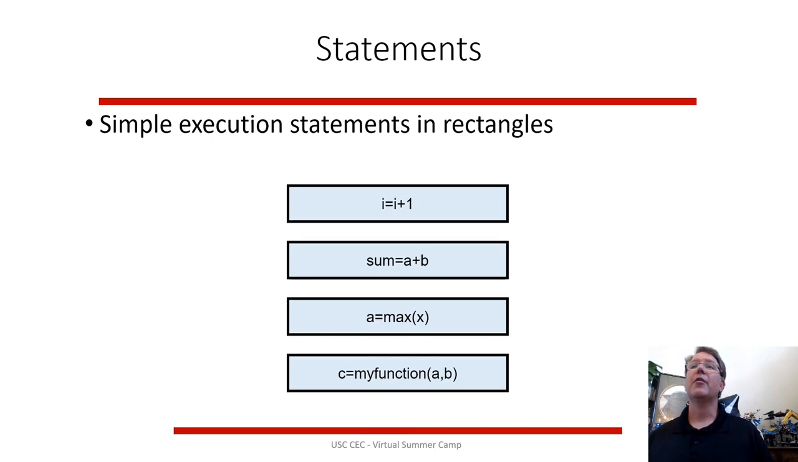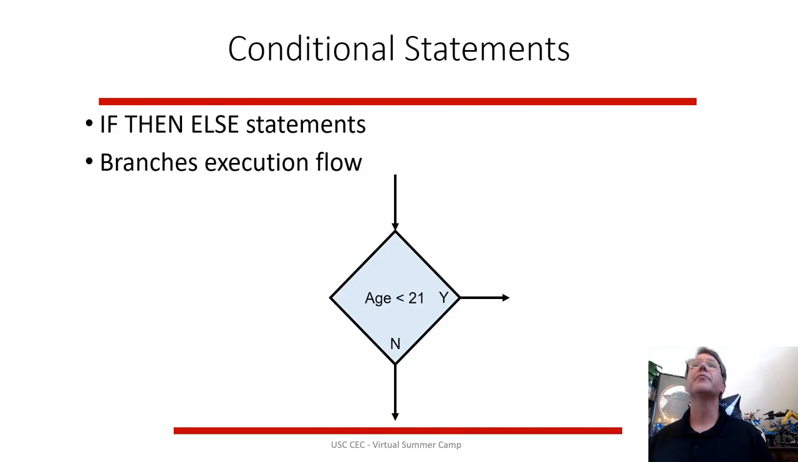Basic math statements or function calls would be in a rectangle. So if you want to take a variable I and increase it by 1, you could do that. If you want to take two variables and add them together and stick them into the variable sum, or run a function like max, where you look at a vector and get the maximum value and stick it in a variable A, or you take some input on your function and run it, whatever function you define, and put the output in a new variable C. So this is a pretty standard way. The stuff on the right happens, and whatever the result is, it gets pushed into the left-hand side. A lot of languages will use a simple statement to do something at one point in the code.